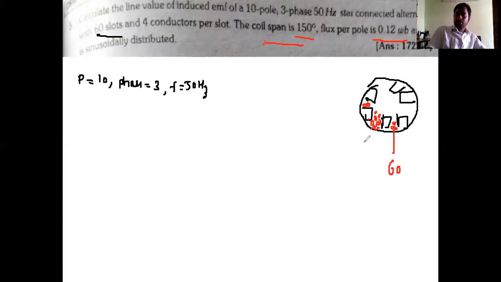These 60 slots are available, and for one slot there are 4 conductors. For 60 slots, the total conductors is equal to 60 into 4. He gave in the question that for one slot, 4 conductors are available.